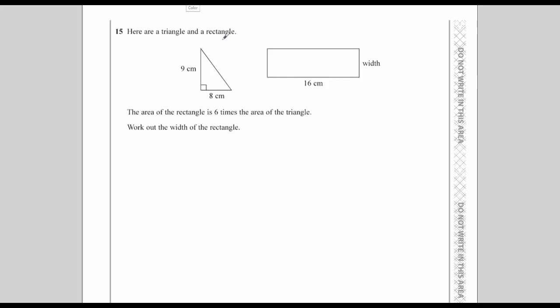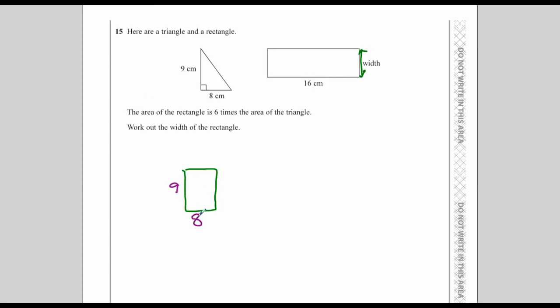Moving on. Here are a triangle and a rectangle. The area of the rectangle is 6 times the area of the triangle. Okay, work out the width of the rectangle. I like this question. Here's the width. This is what we want to figure out. Now, first things first, let's figure out the area of this triangle. Now, a rectangle would be very easy to figure out the area, because we just do 9 times 8.